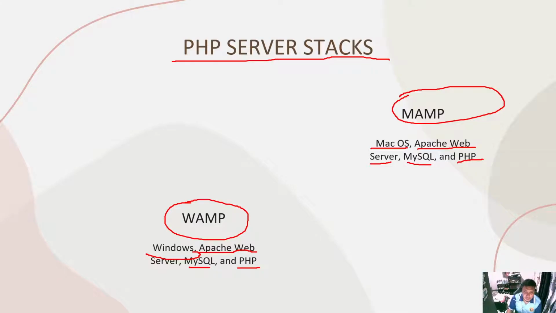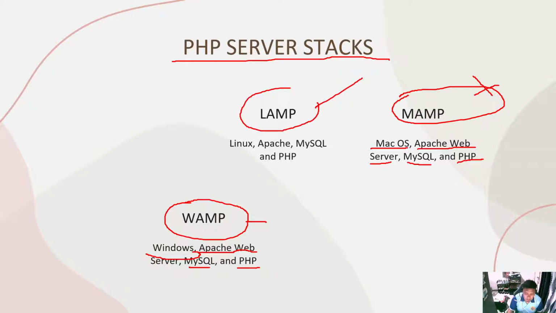So if you are a PHP developer, you also have to determine what server stack you are going to use. If you are using the Windows operating system, you can use WAMP. You cannot use MAMP because it is for Mac OS. LAMP stands for Linux, Apache, MySQL, and PHP, and is intended for the Linux operating system. XAMPP is a cross-platform stack of Apache server, MySQL, PHP, and Perl.